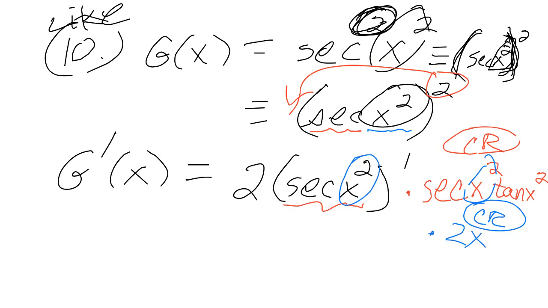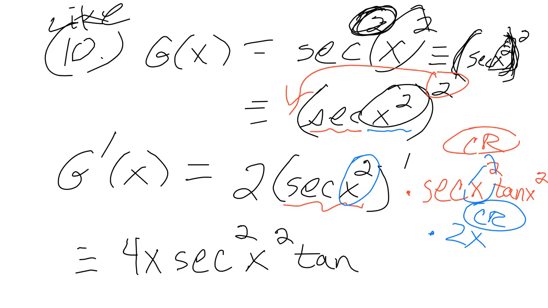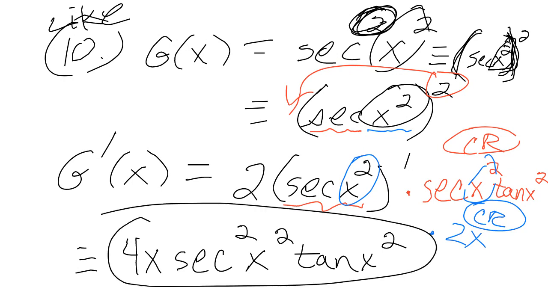So for my final answer, what's my final answer look like? It's going to look like I'm going to pull that 2x in front, multiply it times 2, and I get 4x. And then secant x squared times secant x squared times tangent x squared, right? Secant times secant is going to be secant squared x squared, tangent x squared. So this is a final answer that would be okay.